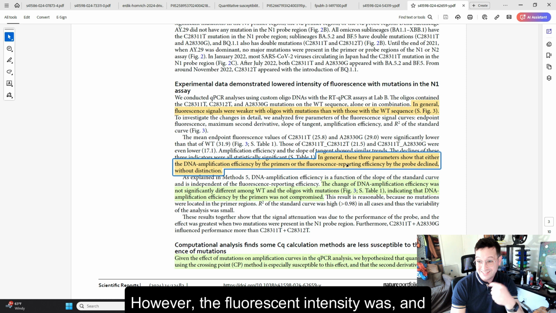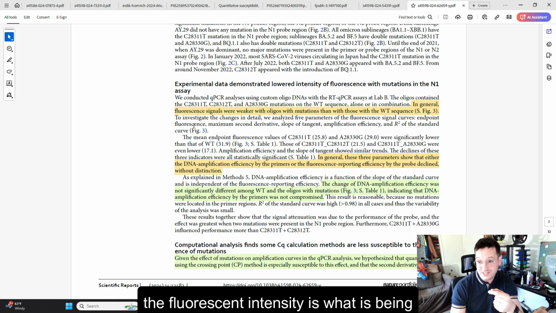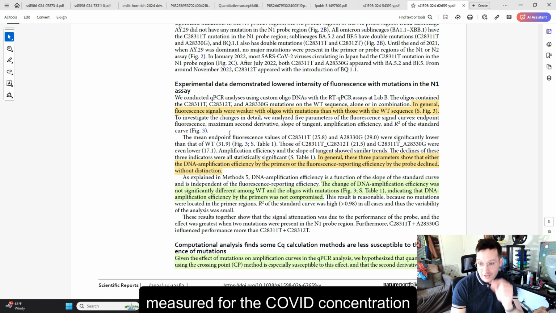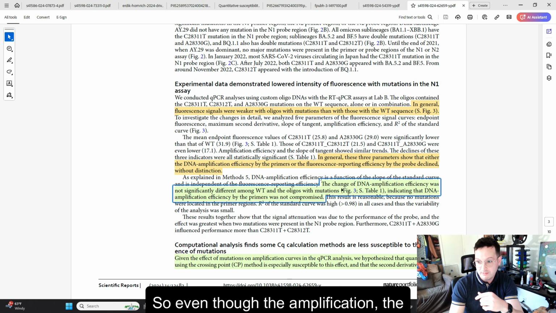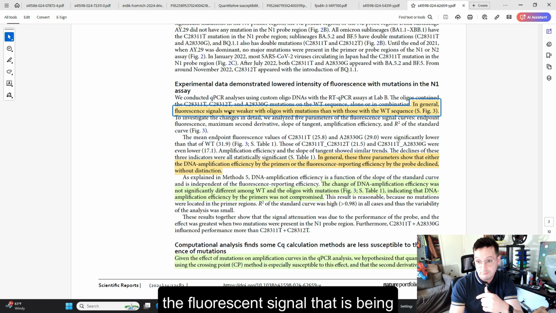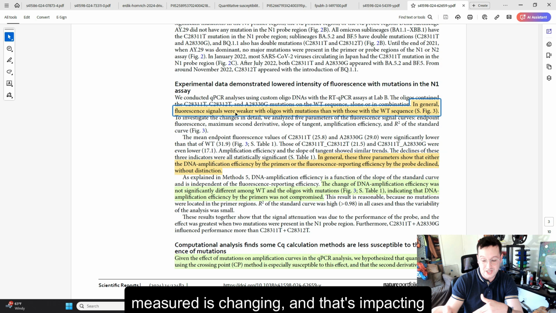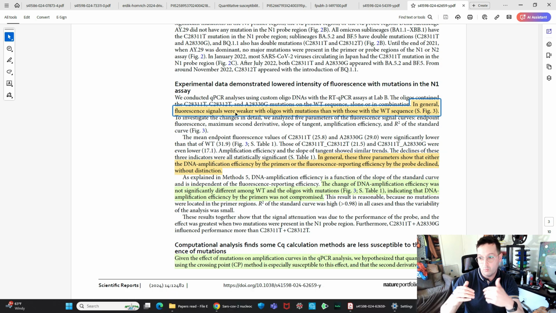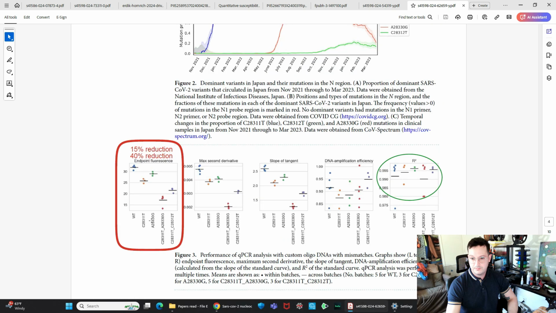However, the fluorescent intensity was, and the fluorescent intensity is what is being measured for the COVID concentration through this method. So even though the number of amplifications is not changing, the fluorescent signal that is being measured is changing, and that's impacting what is being measured with the device.